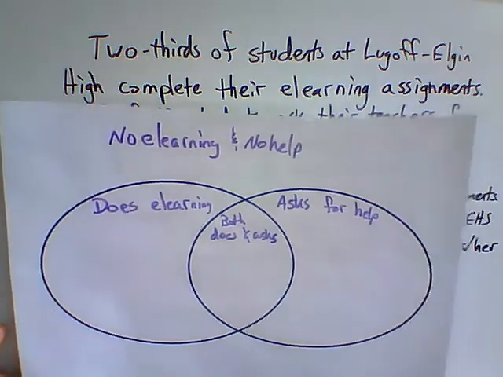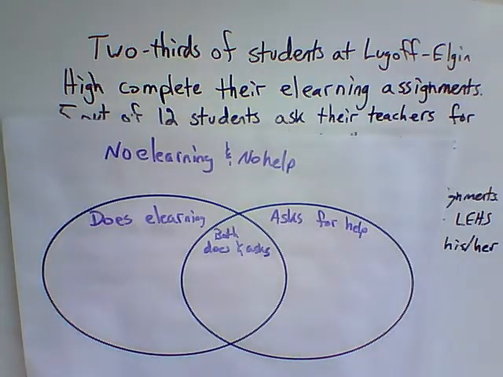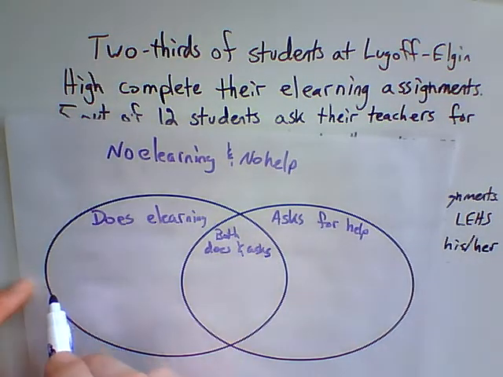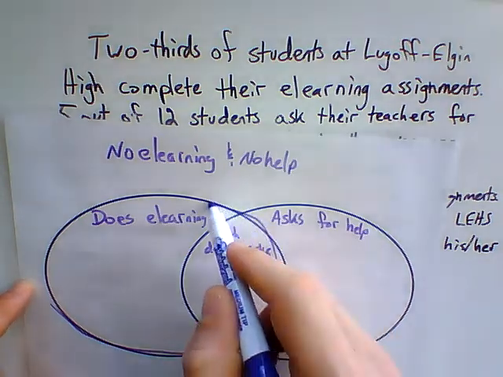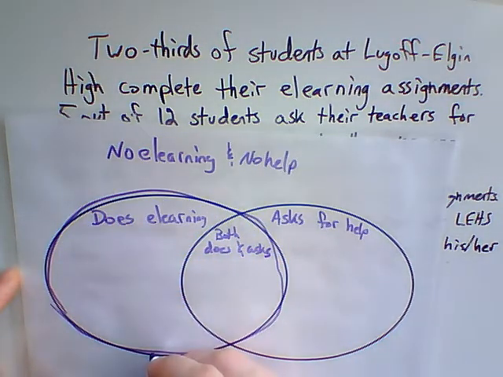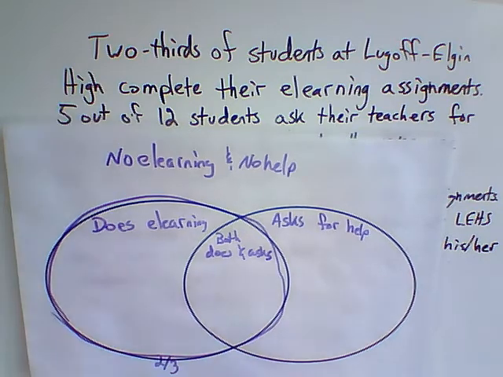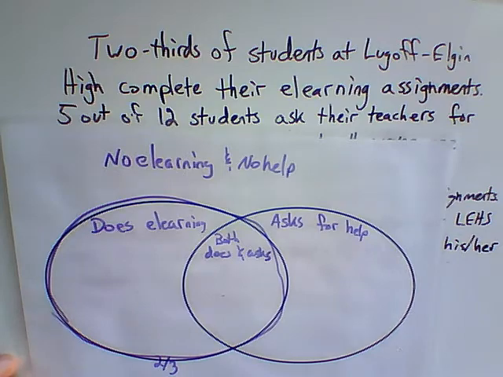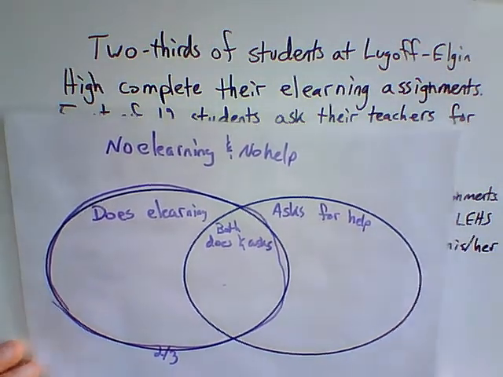So 2/3 of students at Lugoff Belgian High School complete their e-learning assignments. So this circle right here has 2/3, right? But hold on, because I don't know how it splits up in here yet. I know that this and this add up to 1/3, but still not sure.